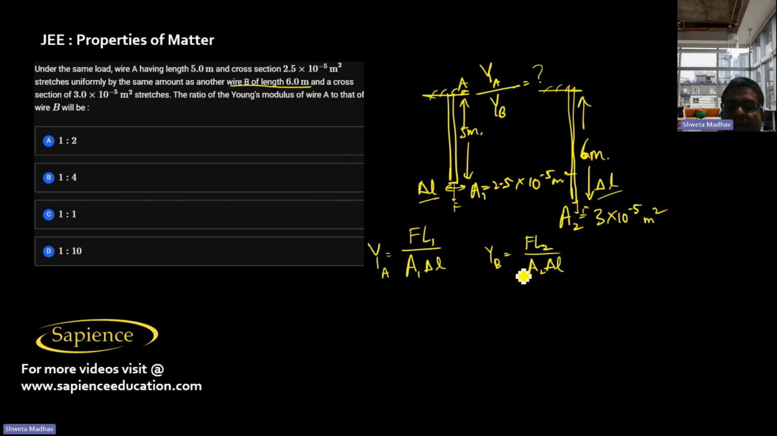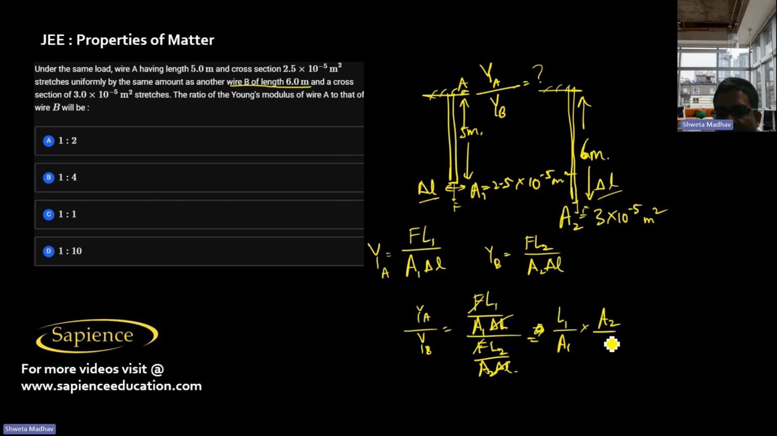Since F and delta L are same, YA by YB will be equal to F L1 by A1 delta L divided by F L2 by A2 delta L. Now delta L will cancel, F will cancel. So this will be L1 by A1 into A2 by L2. That means L1 A2 by A1 L2.